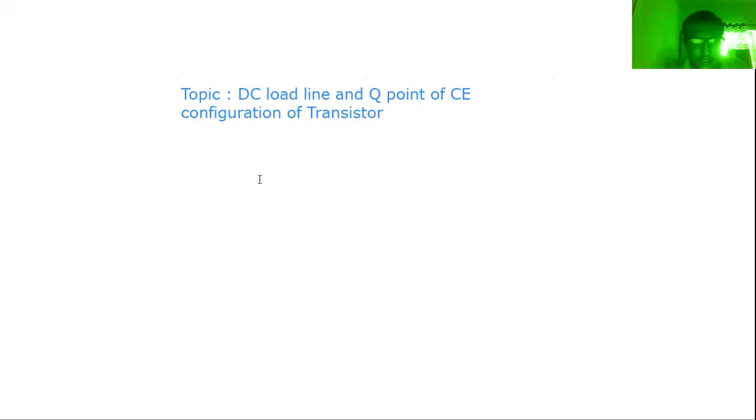See the output equation of common emitter configuration of transistor. I have written the equation which can be related to VCC equal to IC RC plus VCE. This is the output equation. Now, what is the meaning of DC load line? DC load line means what? What is the maximum value of current and voltage that we can obtain?